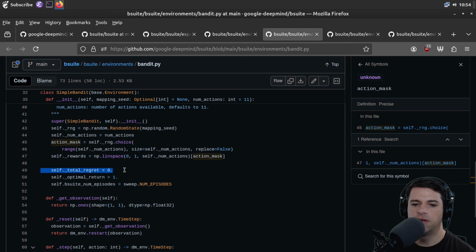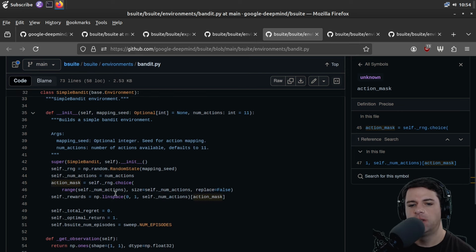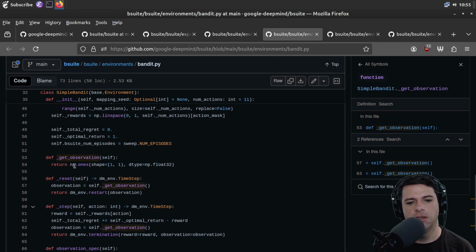And we set total regret to 0. The optimal return is 1, which I guess means in one go, you always select the right one. And then the number of episodes we get from the sweep file. The get observation is going to call, and we're going to make a numpy thing of ones, I believe. I don't know what this means. Is this just a 1 by 1 thing?